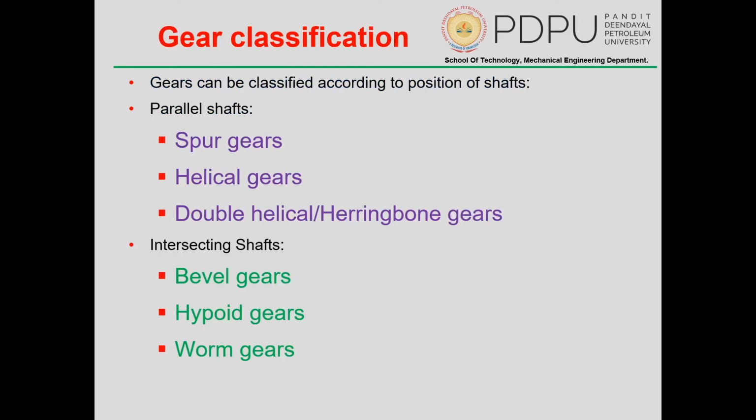Based on the position of the shaft, which can be either parallel or intersecting, the gears can be classified as spur gear, helical gear, or double helical gear, or in case of intersecting shafts it can be bevel gears, hypoid gears, or worm gears. We will touch on them one by one, starting from spur gear.